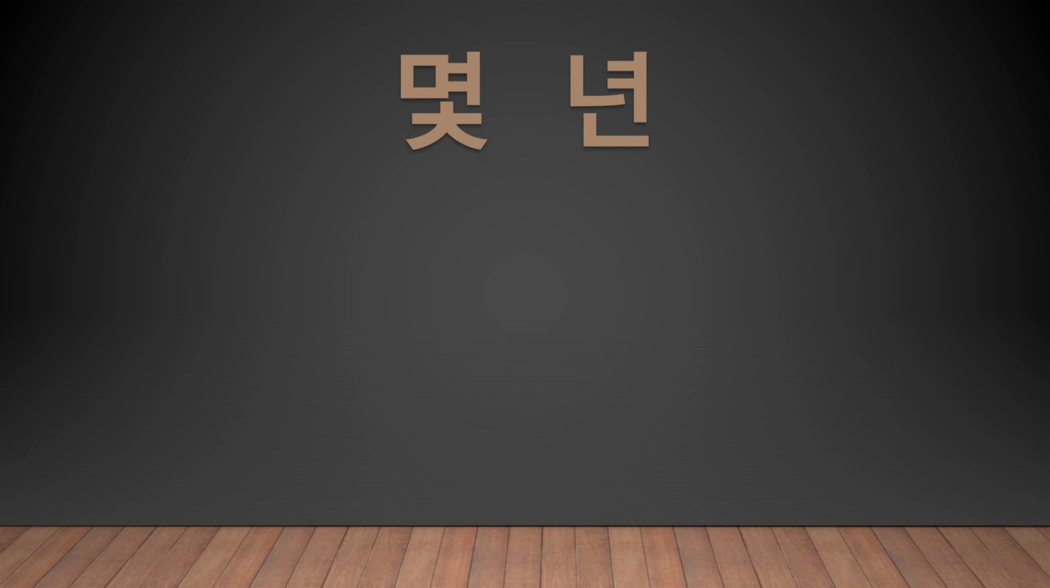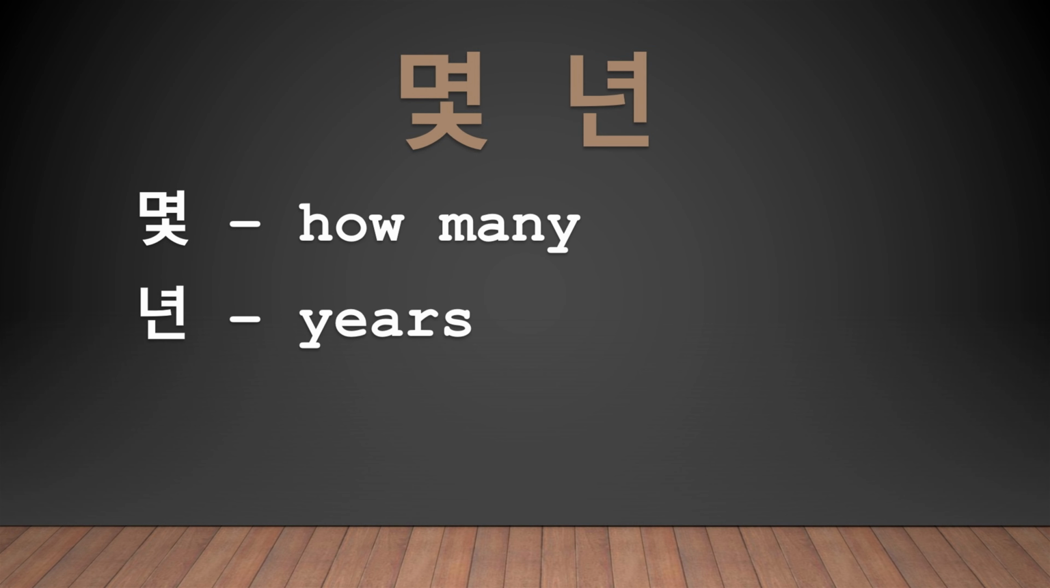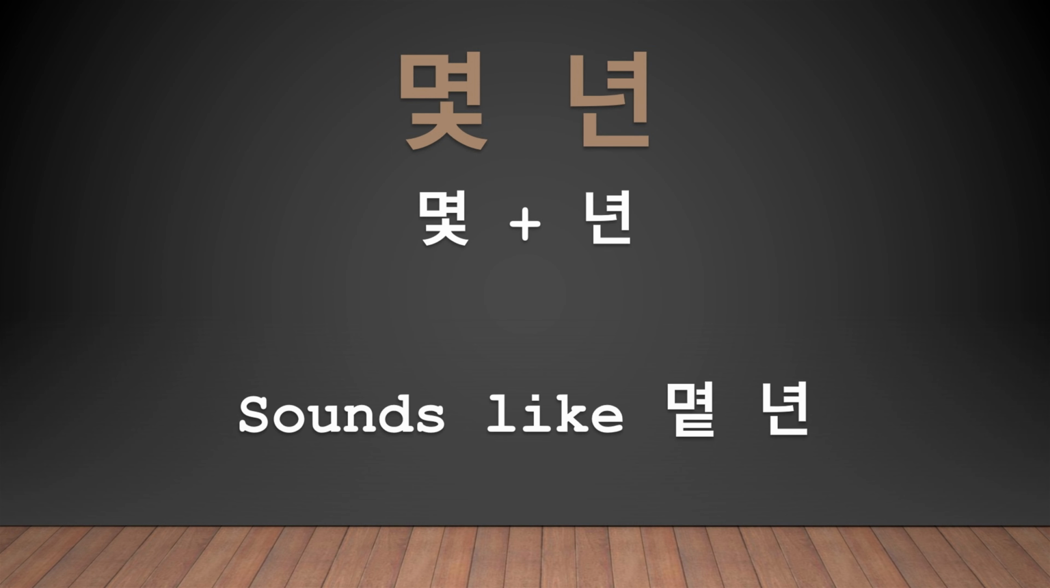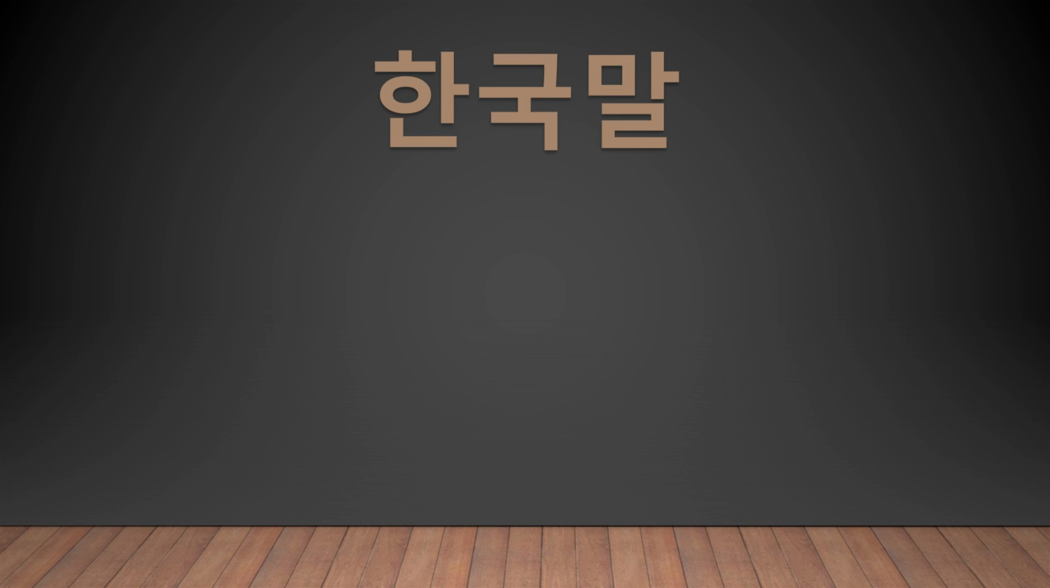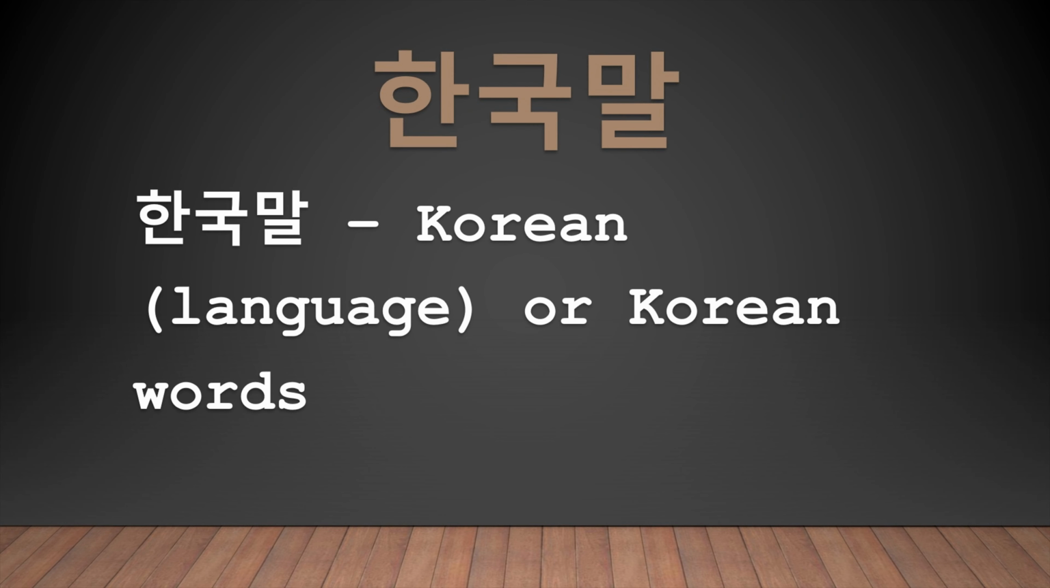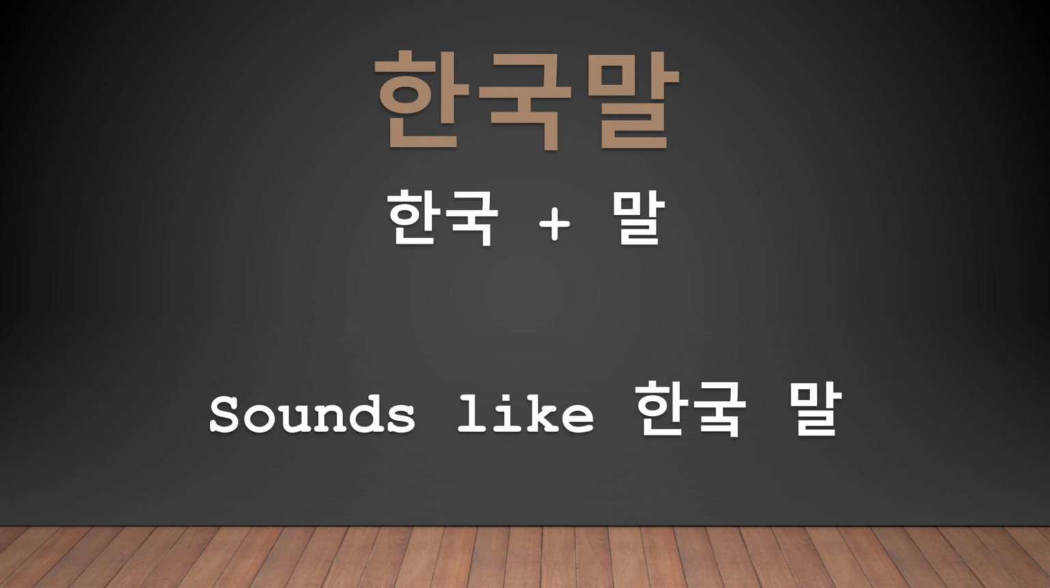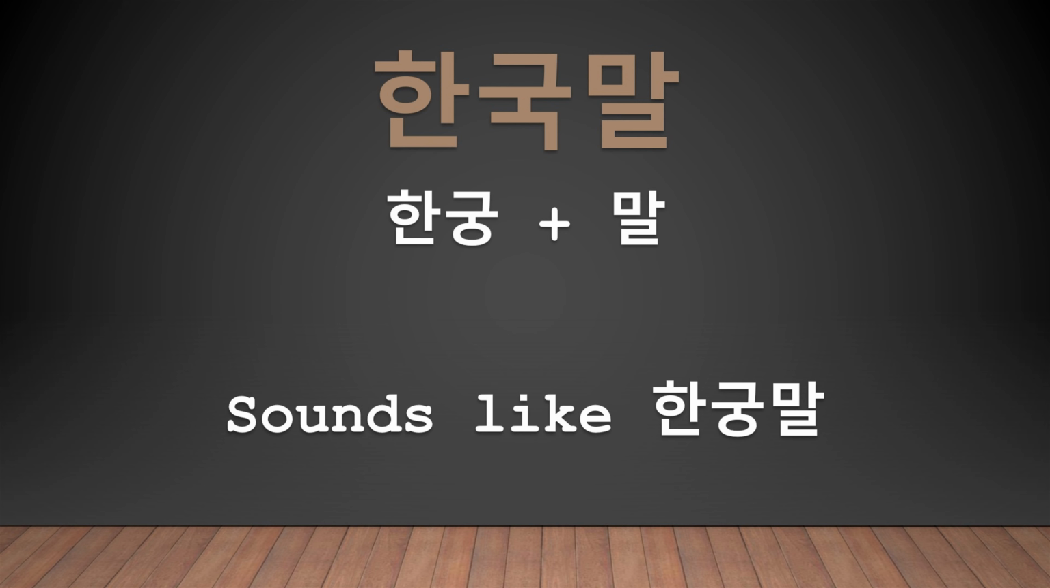몇 년, 몇 meaning how many, 년 meaning years, 몇 and 년, 몇 년 is pronounced as 면 년. And finally, 기역, 쌍기역, and 키읔 are pronounced as ieung. Now, in these instances, because we're talking about the final consonant, the ieung sound will be ng. For example, 한국말, meaning Korean or Korean words, 한국 and 말. 한국 말 is pronounced as 한궁말.